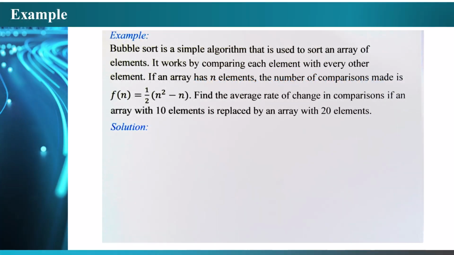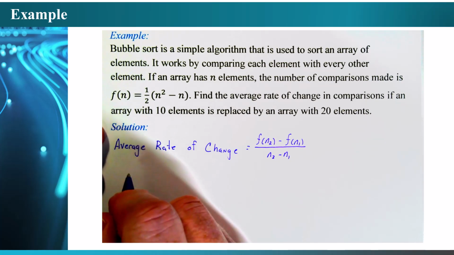Bubble sort is a simple algorithm that is used to sort an array of elements. It works by comparing each element with every other element. If an array has n elements, the number of comparisons made is f of n equals 1/2 times n squared minus n. We want to find the average rate of change in comparisons if an array with 10 elements is replaced by an array with 20 elements. So I know the average rate of change will be given by the formula f of n2 minus f of n1 in the numerator over n2 minus n1 in the denominator.